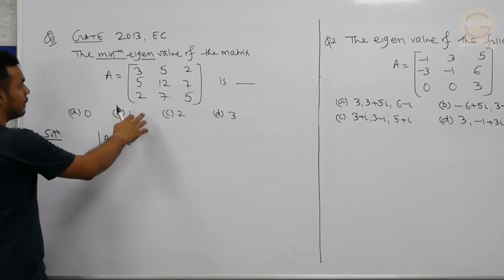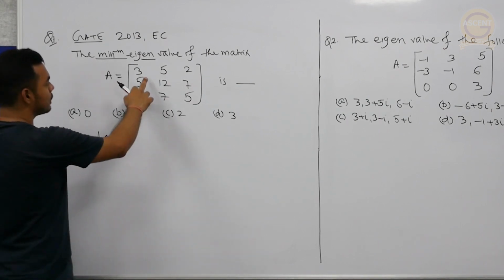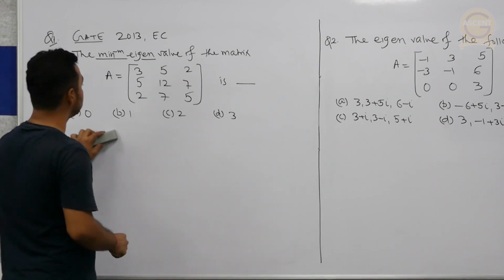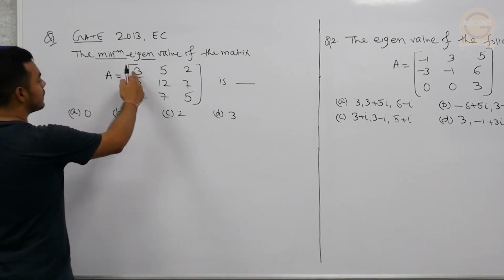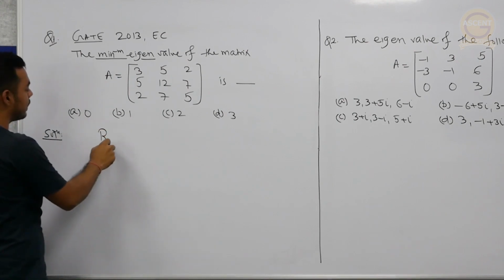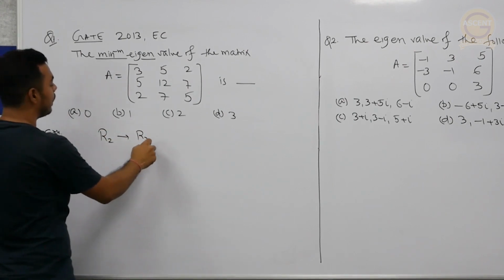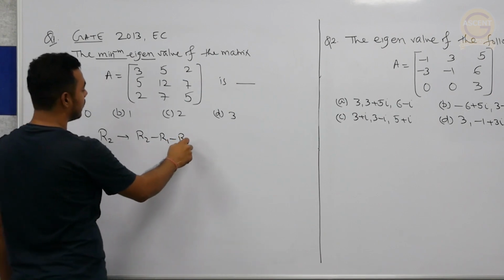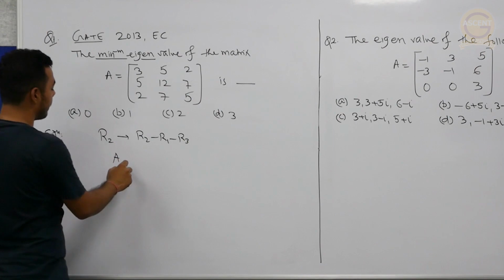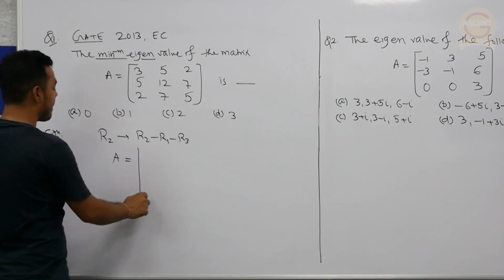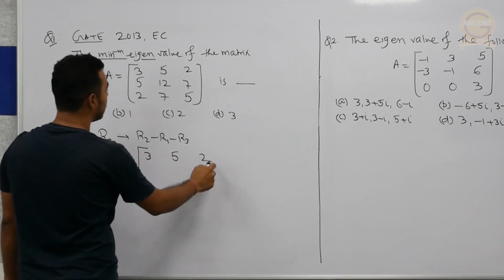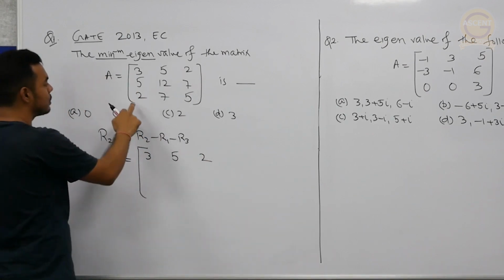Now to find the determinant, I can expand along the first column, or maybe we can perform this operation. You can see that if I add the first and third rows, then I will get the second row. So if I perform the operation R2 goes to R2 minus R1 minus R3, then our matrix A will become: the first row will be 3, 5, 2. The second row is the second row minus the first row minus the third row.